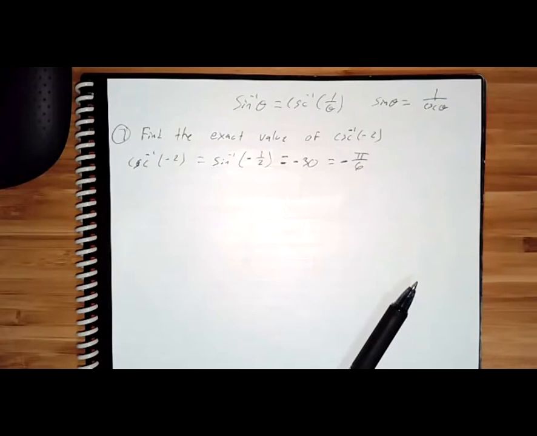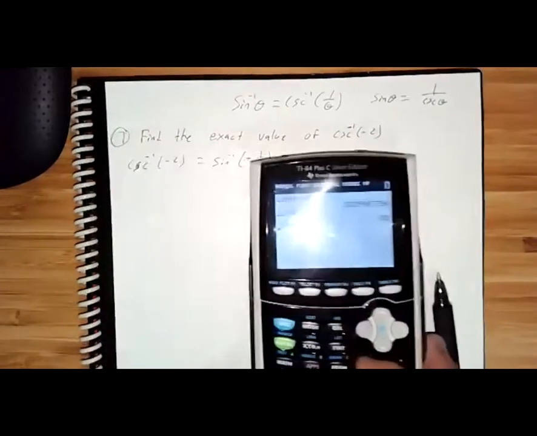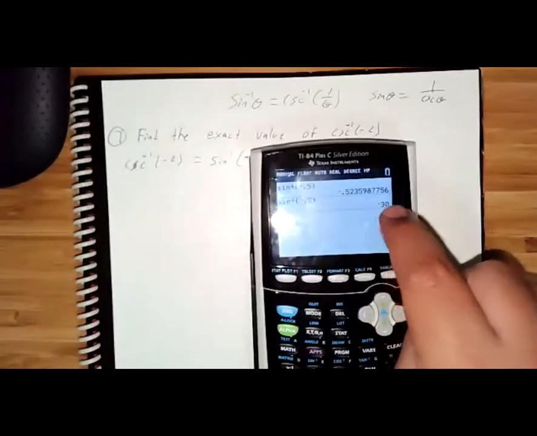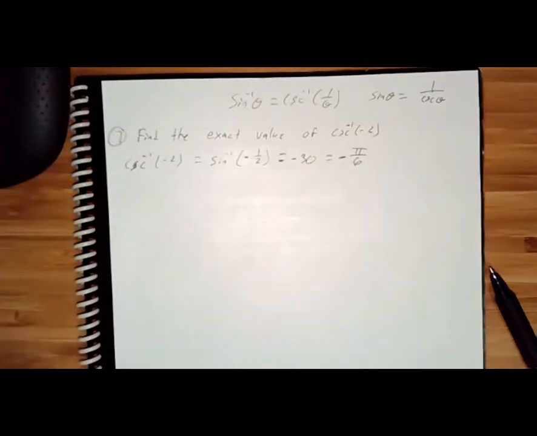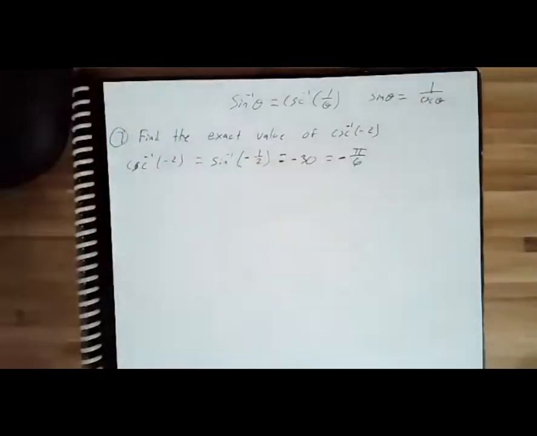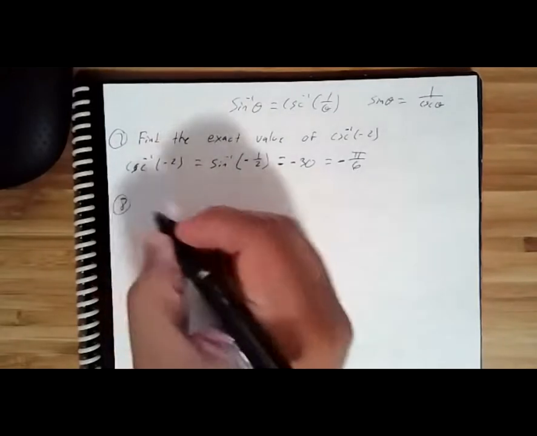But if you punch into your calculator, it's just what it gave us, right? As well. Negative 30 instead of 330. Any other questions on 7?